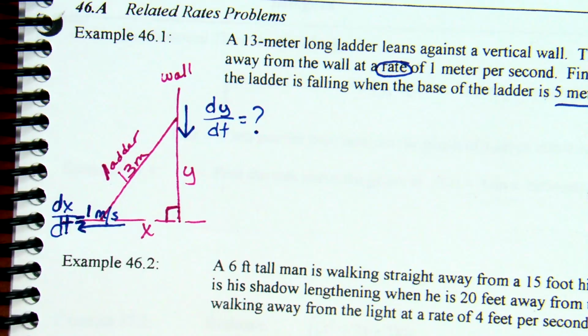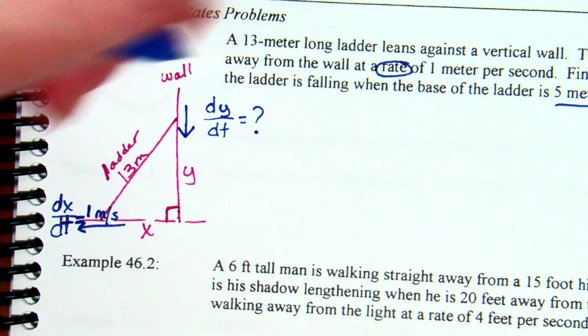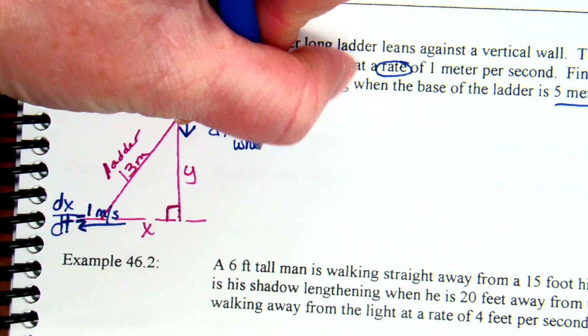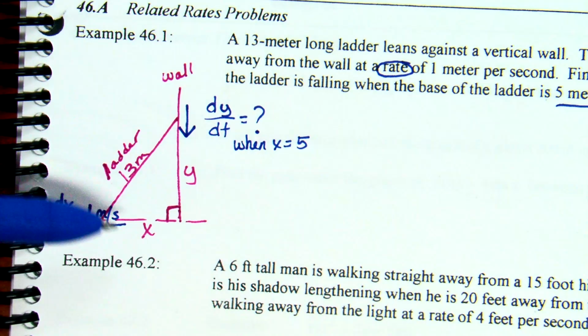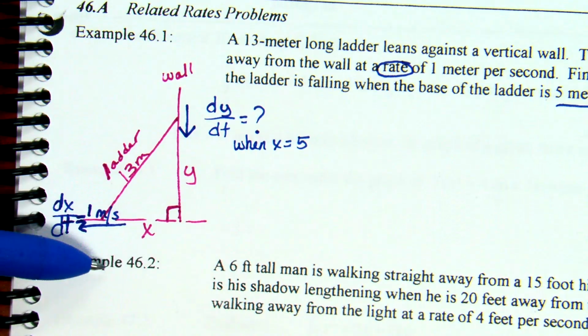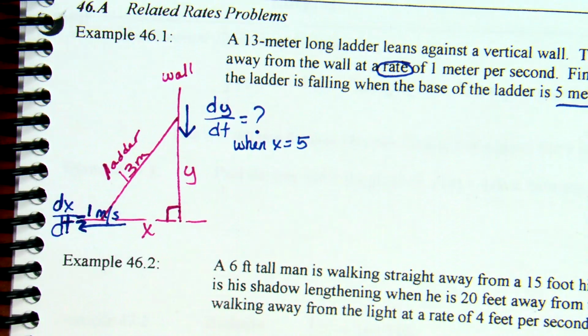And we specifically want to find the rate at which the top of the ladder is falling when the base of the ladder is 5 meters away from the wall. So that means when what is 5? When x is 5. Now notice, I am not going to change that side length to 5 because that's only at the time we're finding it. Is x always 5? No. X is changing. So the ladder is always 13, but x is not always 5. Okay.